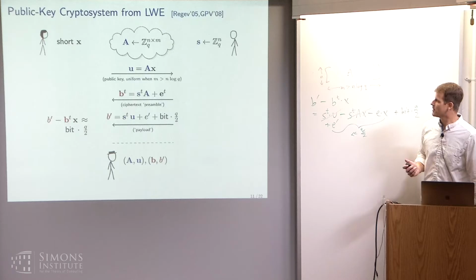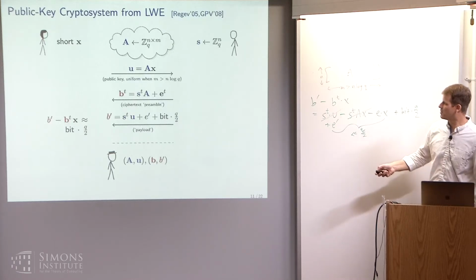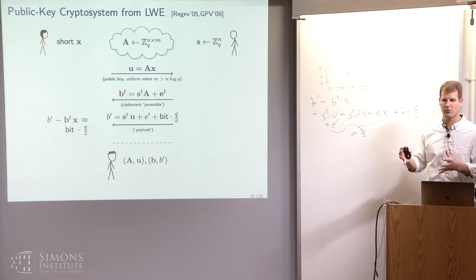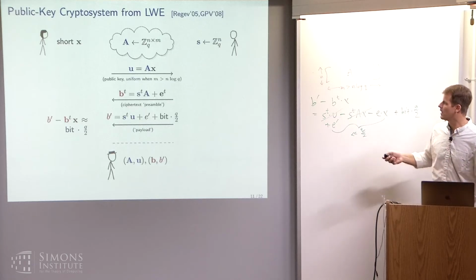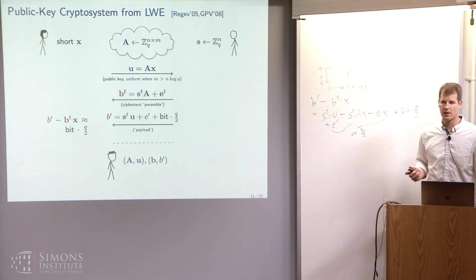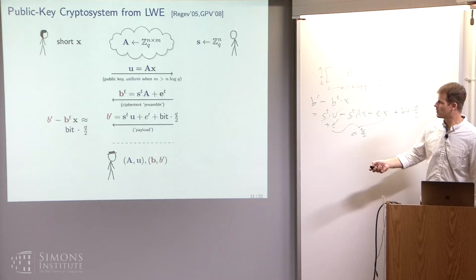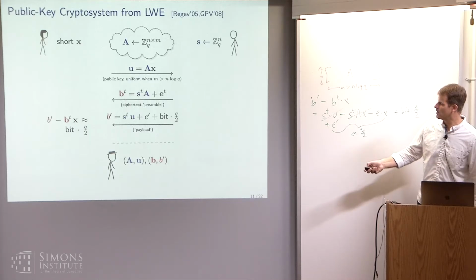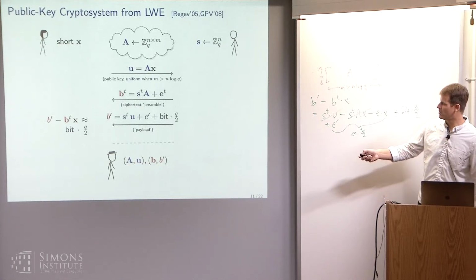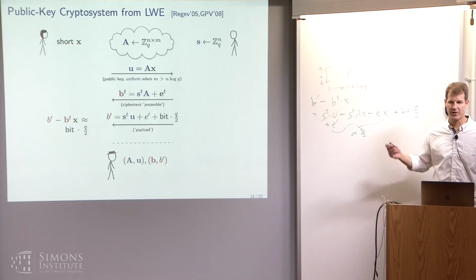So the thing to notice is, let's look at this B prime compared to A and U. A and U is really just uniformly random stuff. A was picked uniformly, and then U is also uniform by our choice of parameters. So this is just like a uniformly random matrix. And this vector here is basically S multiplied on the left by these two things. S times A and S times U, that's what B and B prime are, with error.